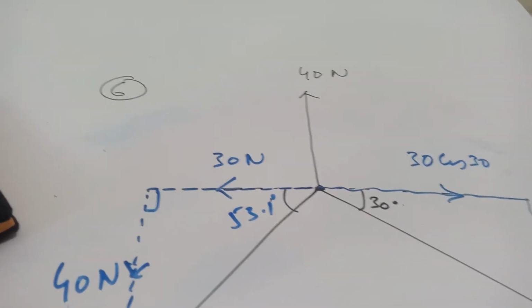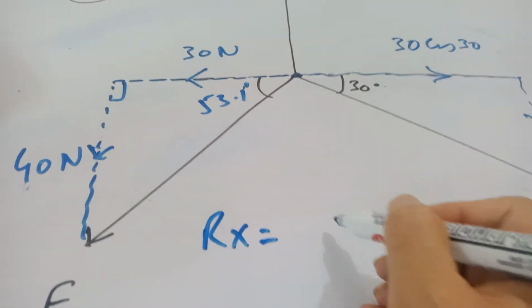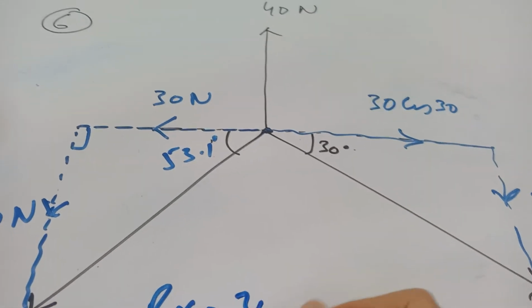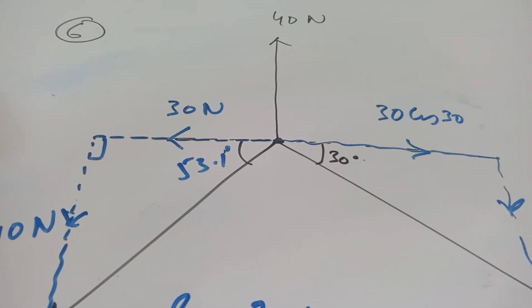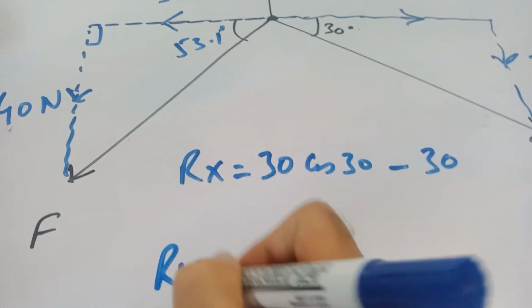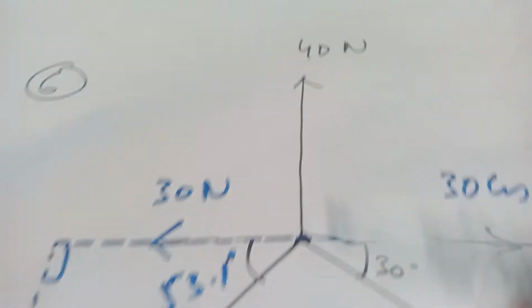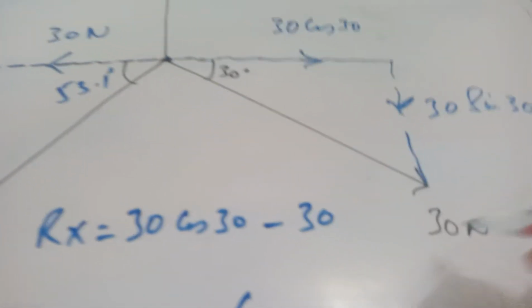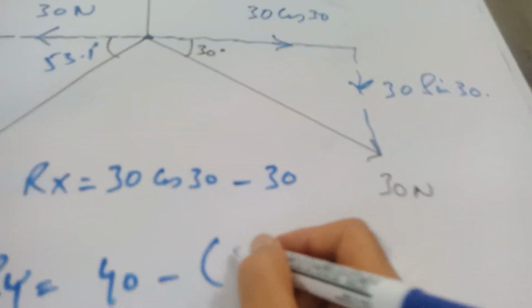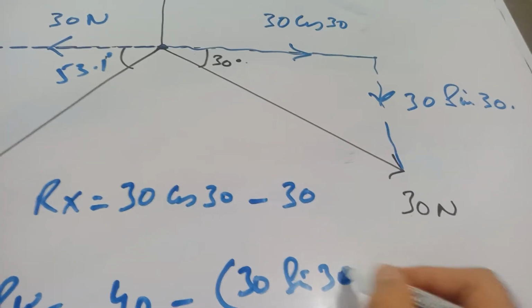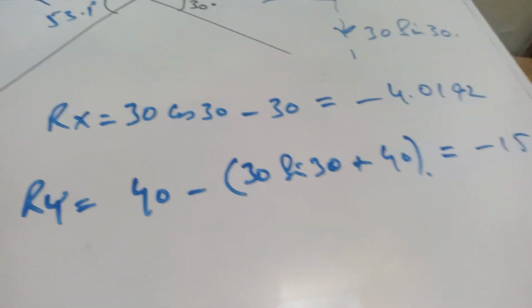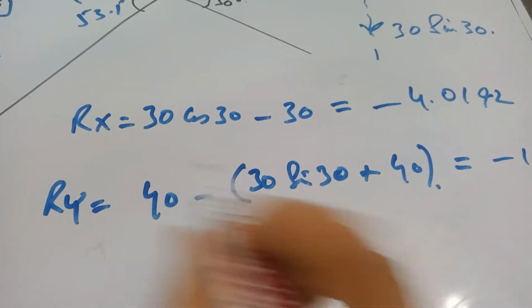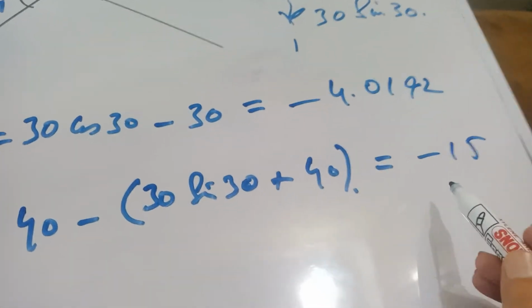Okay, now let's find the Rx first of all. The Rx will be 30 cos 30 and then this minus 30, that is the resultant's horizontal component, x component. Okay, and then the Ry. Now we have one force upward which is 40 and minus, there are two forces. One is this 30 sin 30 and then plus this one is also downwards, which is 40 newtons here. So you get this Rx and this Ry. Okay, I have used the calculator to find these values of Rx and Ry. You can see that they are both negative.